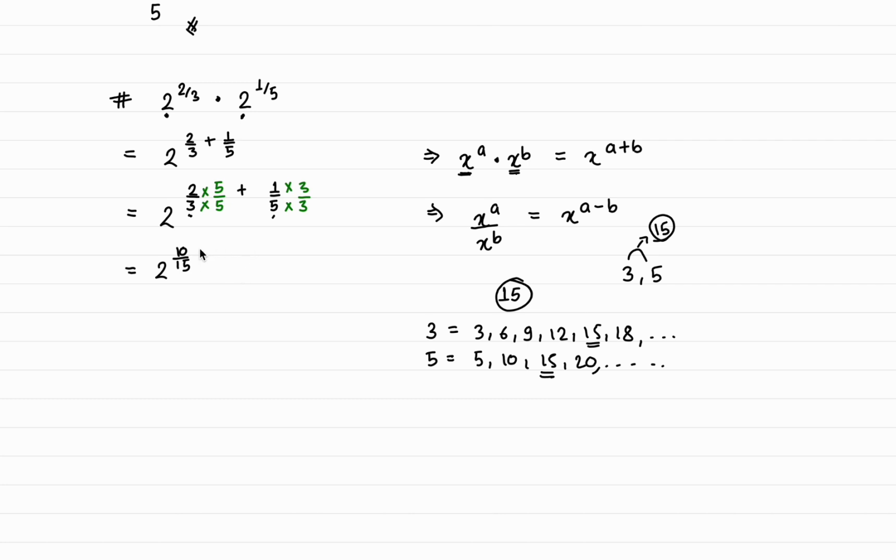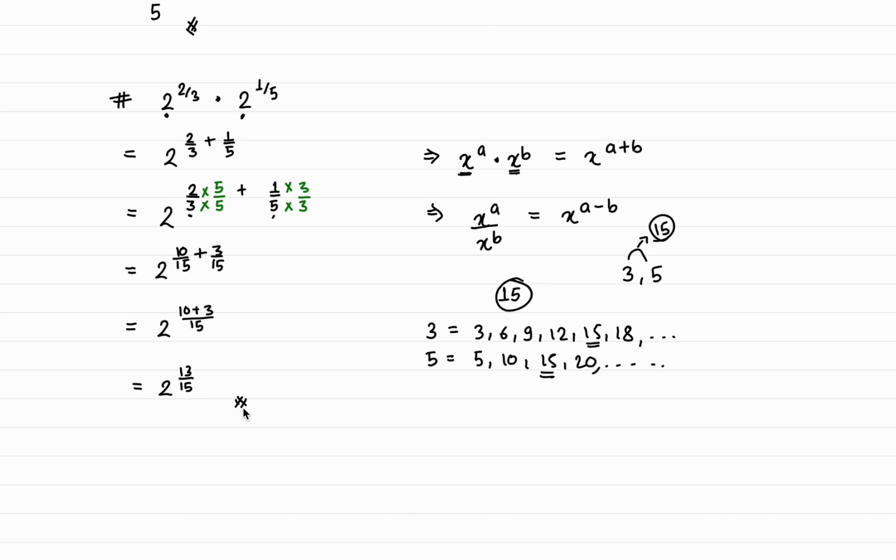the plus was here in the power, I forgot. So we have 1 times 3 is 3 divided by 5 times 3 is again 15. Now we can add these two powers because they are like fractions. So we have 2 to the power 10 plus 3 divided by 15, which gives us 2 to the power 13 divided by 15.